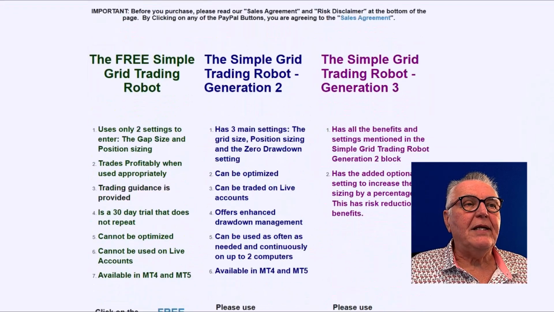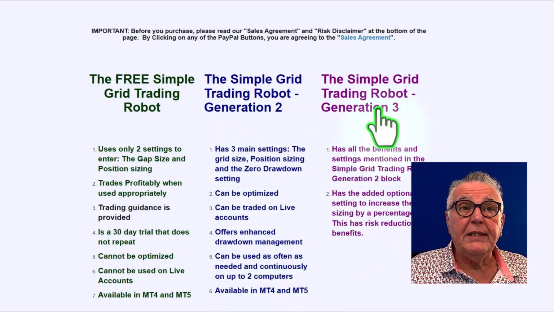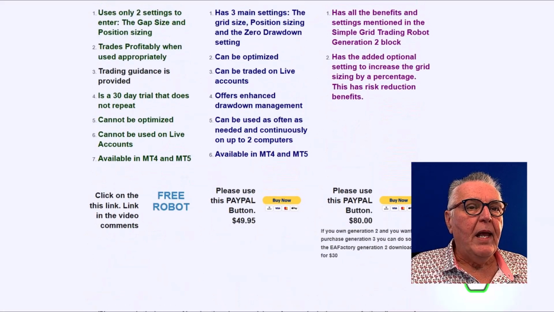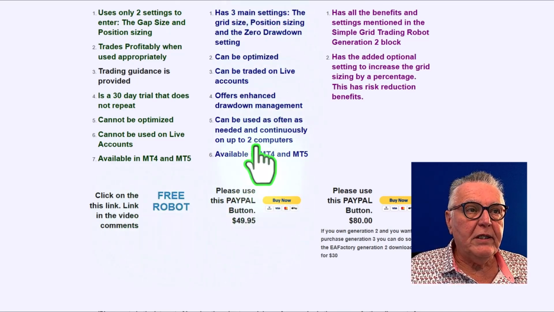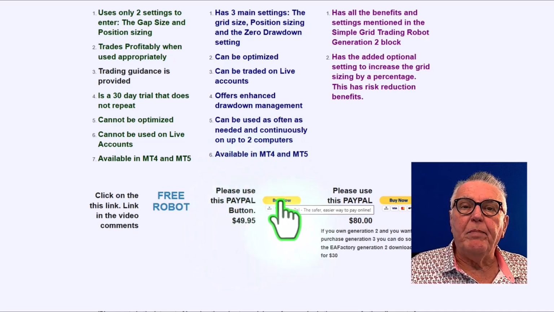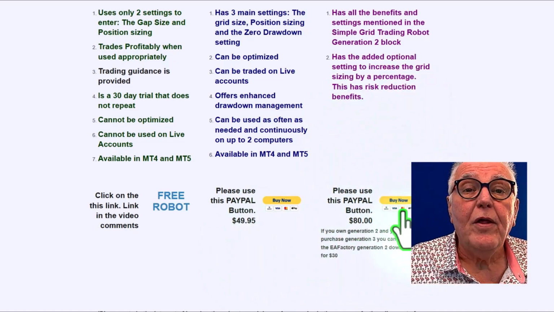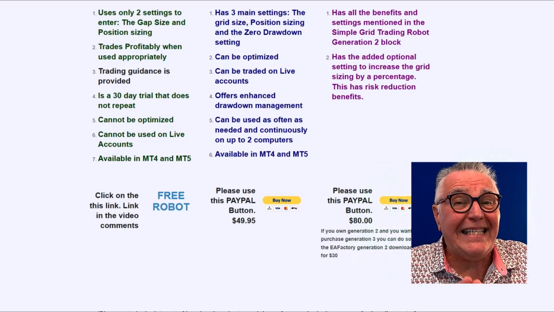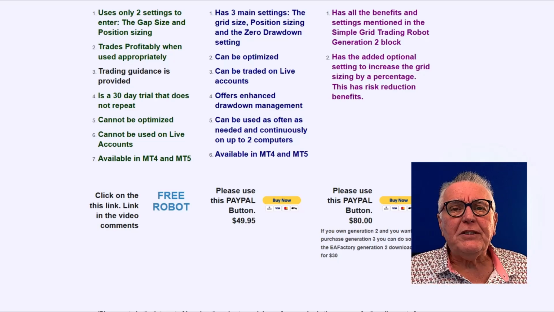So where do you find these? And here they are. Here's a table that tells you what the free one does, what the simple, the generation 2 one does, and generation 3 one does. And you can then just go down to the bottom here and download them. So the free one, click on there and you download the free one. If you're interested in generation 2, you click on the buy button and it is $49.95. And if you're interested in generation 3, there's the PayPal button that you can click on. So now you know how to find these fantastic EAs, and quite honestly, generation 3 is performing exceedingly well.